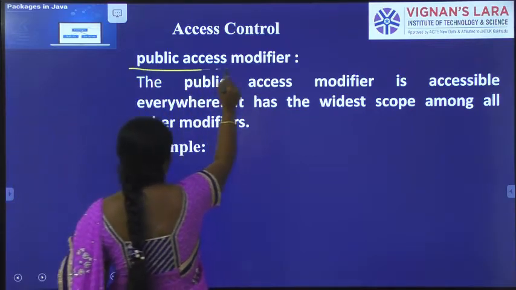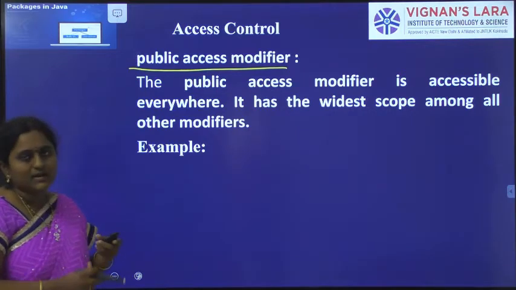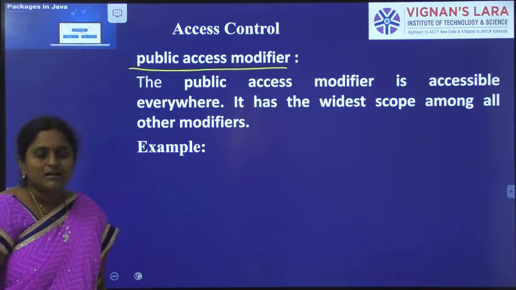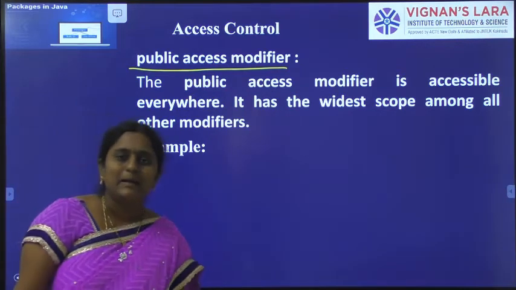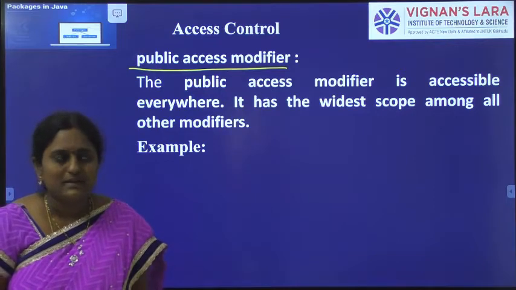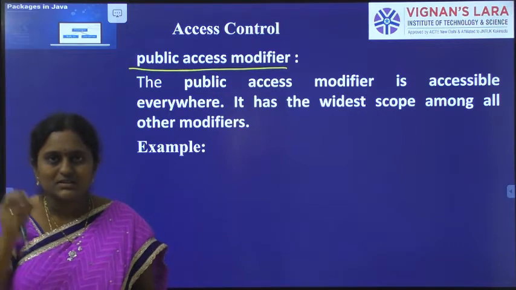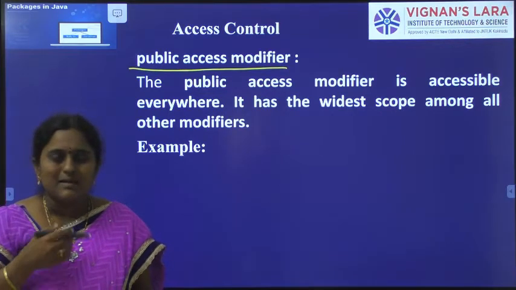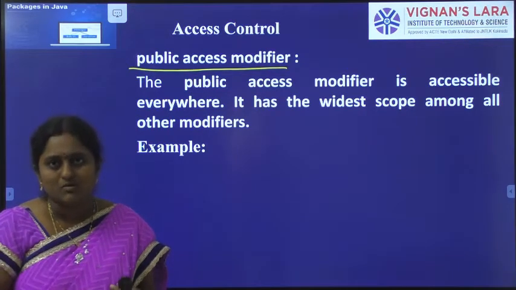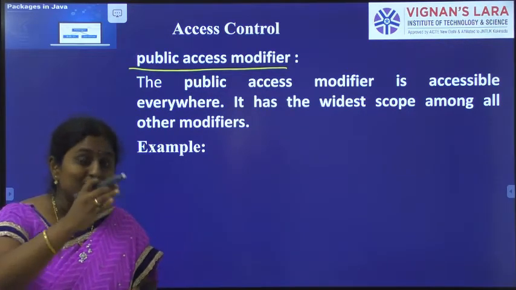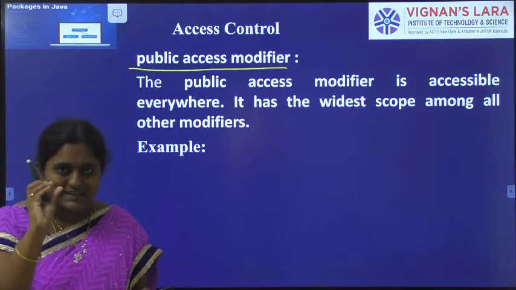What is the public access specifier? The public access modifier is accessible everywhere. Already I told you public means everyone can easily access. Imagine a public property and a private property. Public means roads, railways, everyone can easily access. Private means it has some restrictions. For example, imagine a private property, our house. Only the owners and the family members of the house can access it. But public means everywhere, everyone can easily access.